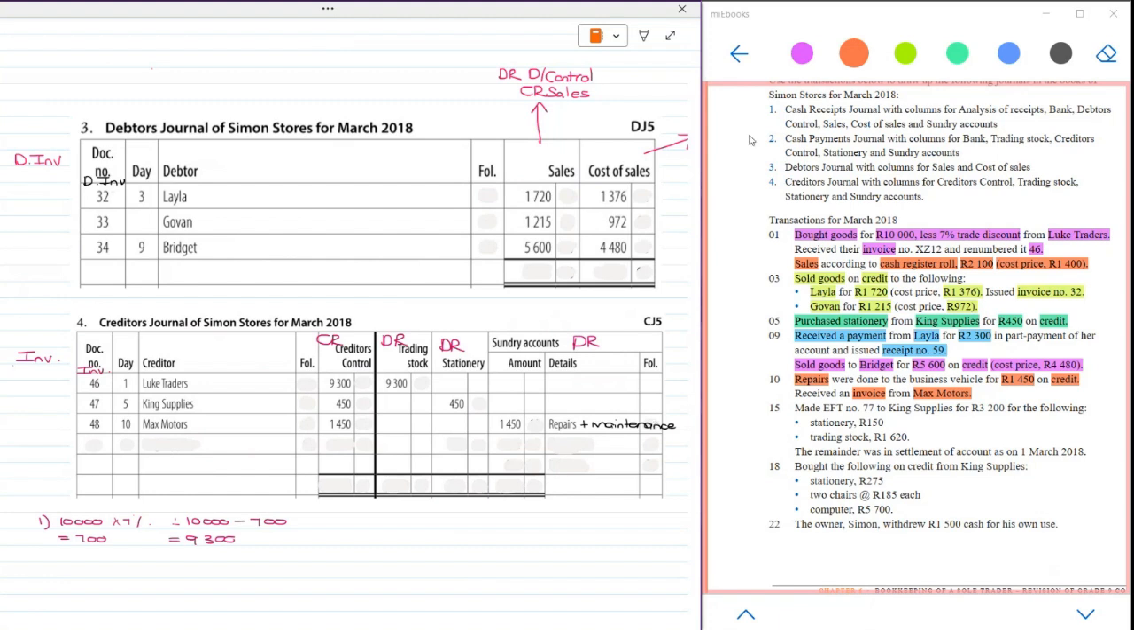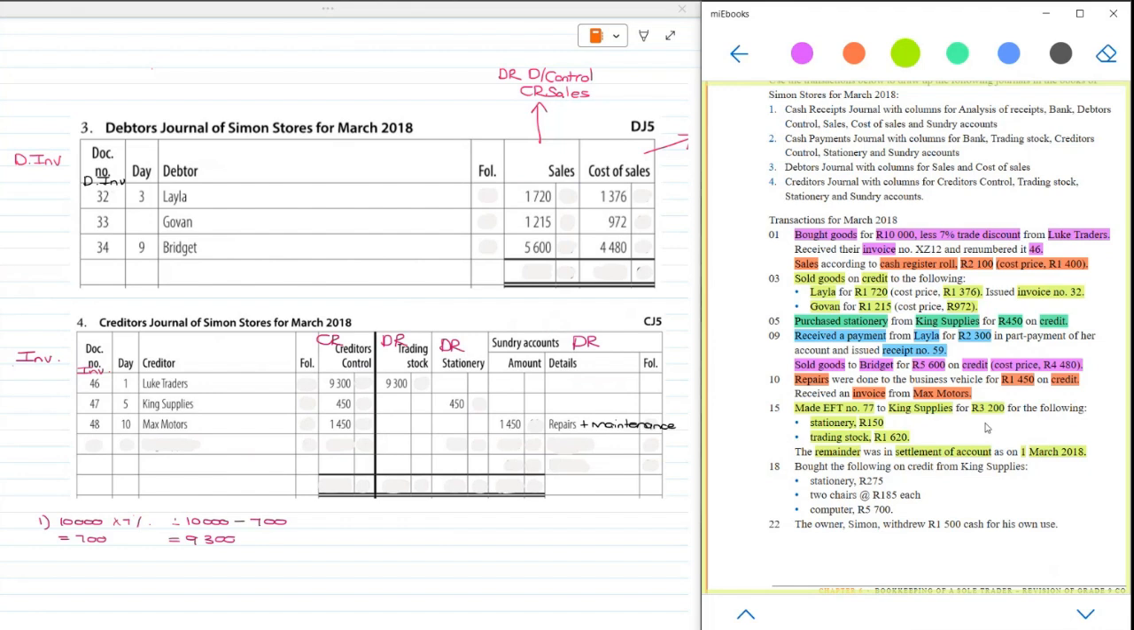Our transaction on the 15th: an EFT number 77 to King Supplies for 3,200 for the following. Okay, so we made a payment for stationery, 150, trading stock, 1,620, and then the remainder was in settlement of the account on the 1st of March. So we bought stationery, trading stock, and we made a part payment on our account.